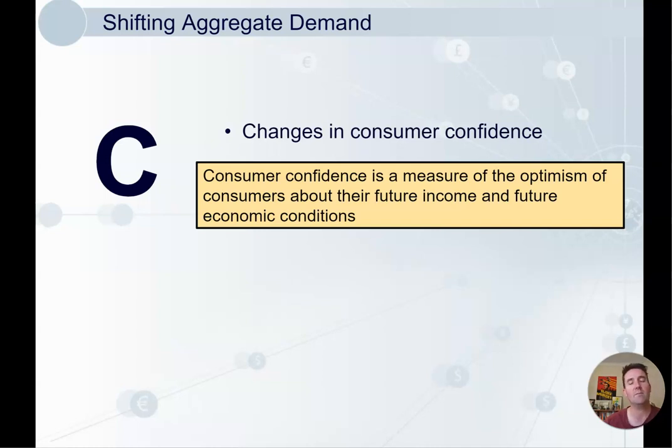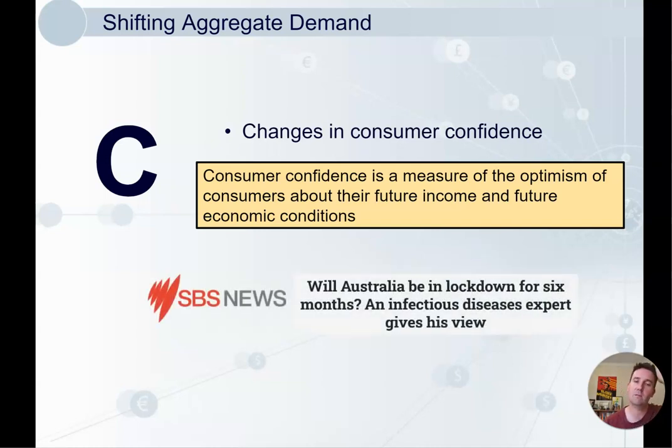An example of what could affect that is when we weren't sure what was happening in the pandemic. So here's a news article from SBS News at the time, a headline: will Australia be in lockdown for 6 months? You can imagine if people think there's a risk that we'll be in lockdown for 6 months, they're not going to be too confident spending their money. They're going to want to save money because they don't know if they're going to keep their job, right? Lockdowns affect people's jobs. So that could decrease consumer confidence.